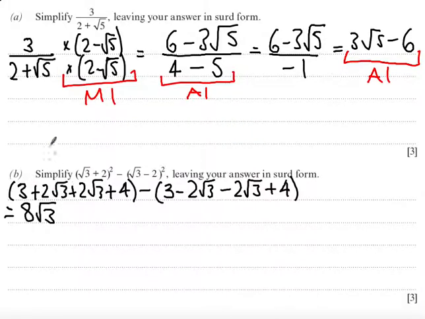Okay, so part B, essentially we're going to get 2 standalone marks for this line here. There's going to be 1 standalone mark for each of the brackets that you've done correctly, and then finally there's 1 standalone mark if you've got to this fully simplified version of 8 root 3.